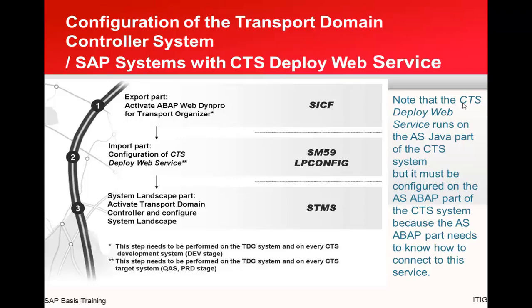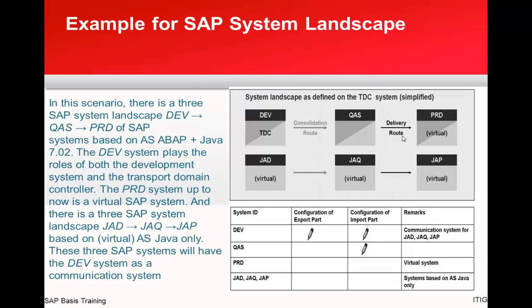Note that the CTS deploy web service runs on the AS Java part of the CTS system, but it must be configured on the AS ABAP part of the CTS system, because the AS ABAP part needs to know how to connect to this service. So that is the first step.